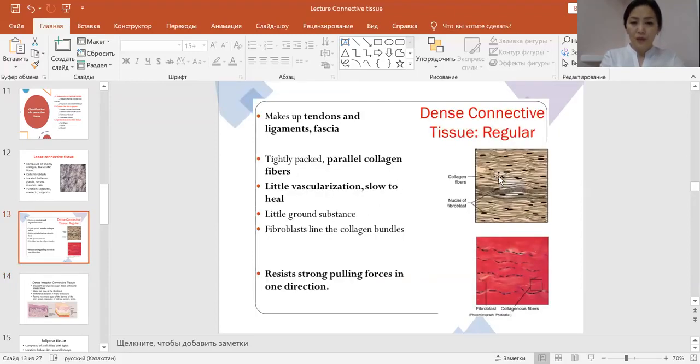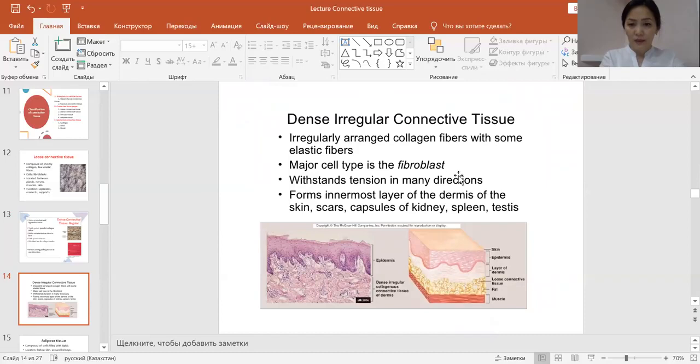And of course, there are more fibers. The matrix part of this dense connective tissue consists of fibers. There are more fibers than ground substance. For example, in our body, tendons, ligaments, and fascia are dense regular connective tissue. Dense irregular connective tissue, for example, the innermost layer or deepest part of the dermis consists of dense irregular connective tissue. Also, capsules of the kidney, spleen, and testes consist of dense irregular connective tissue.